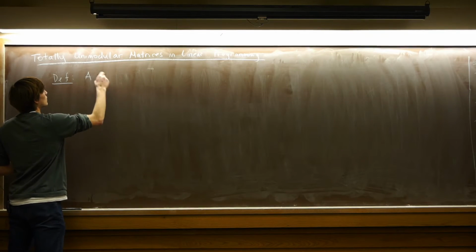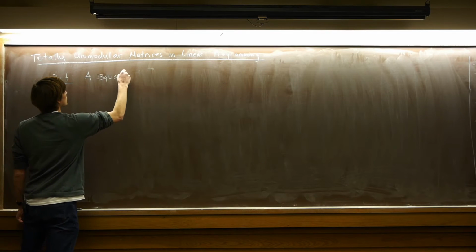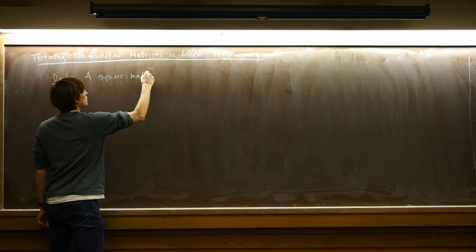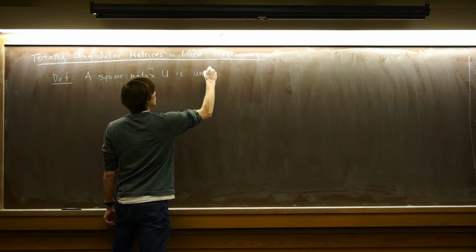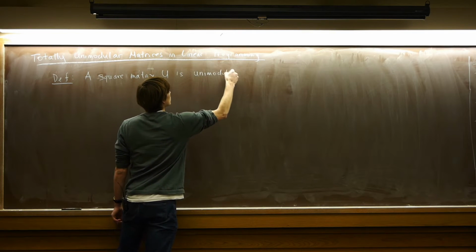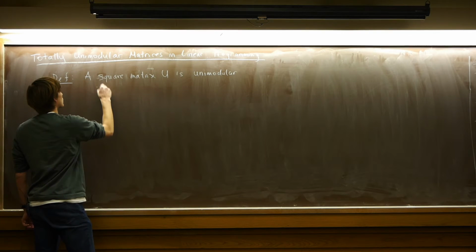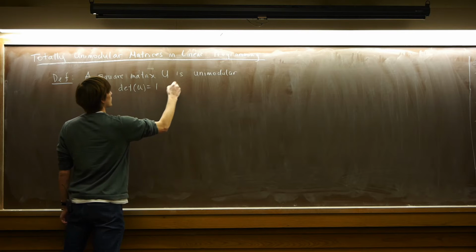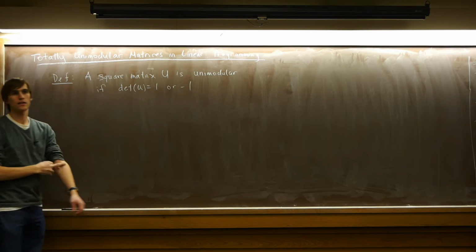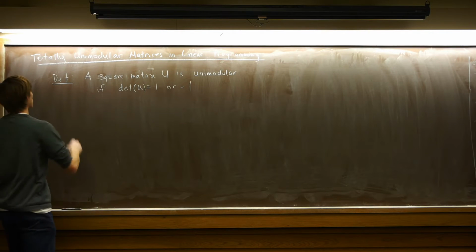So first of all, just a couple quick definitions. A square matrix, let's just call it U, is unimodular if its determinant is 1 or -1. So it's non-singular, it's got determinant 1 or -1.